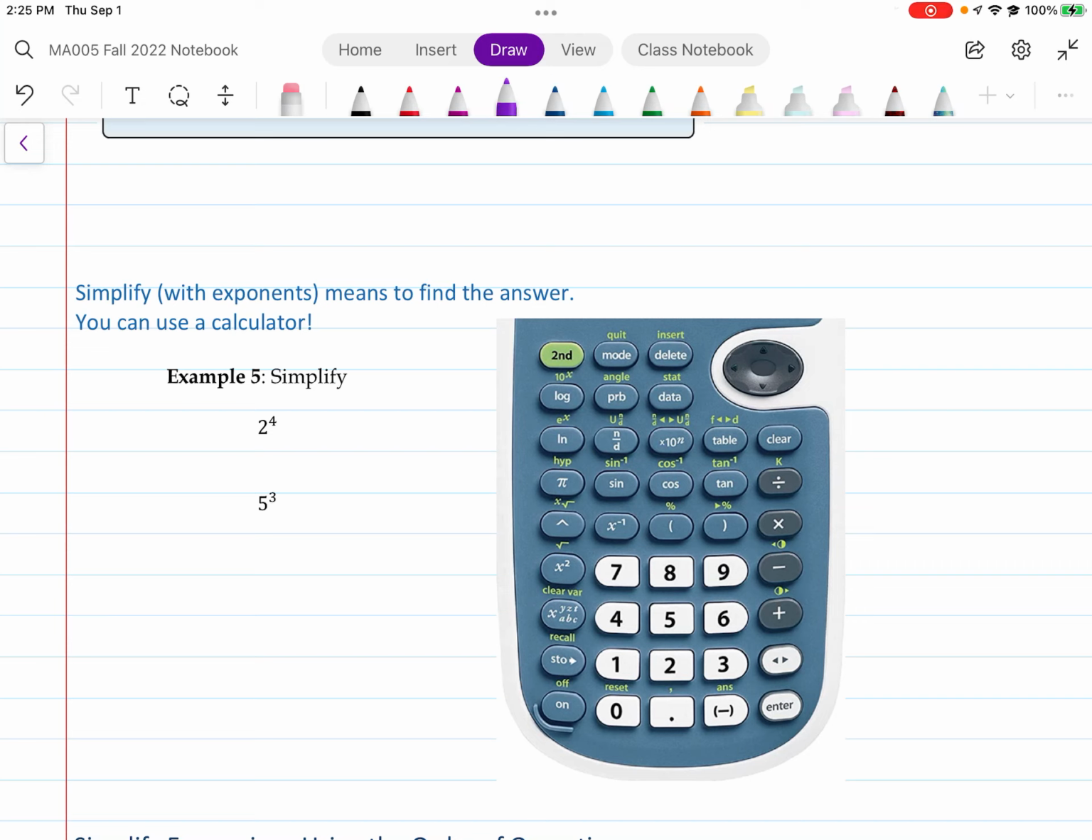So I don't really want you saying 2 times 2 times 2 times 2, right? I would rather you learn how to use the calculator. So you're going to hit the 2 button, raised to button, that's that caret right there. So right here, the caret button, raised to the power of 4, and then just hit enter. So that's how you do that. And when you do that, you should get 16. All right, 5 to the 3rd power, you're going to take 5, caret, and then 3, and then enter. Okay, 5 times 5 is 25, times 5 again is 125.